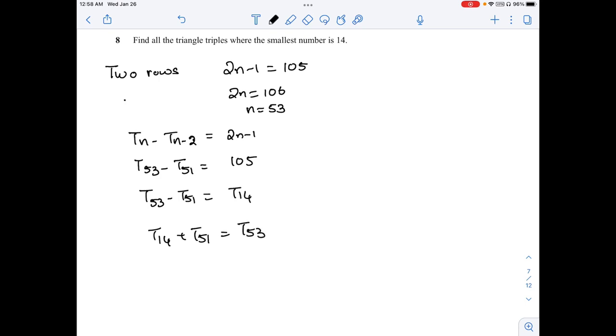So what is the triple? 14, 51, 53. Is 14 the smallest among all these? Yes. Is the difference between them 2? Difference doesn't matter over here. 14 should be the smallest one. Now, if I'm adding 3 rows, I have already done it. We have just now done it. It was 14, 33, and 36.